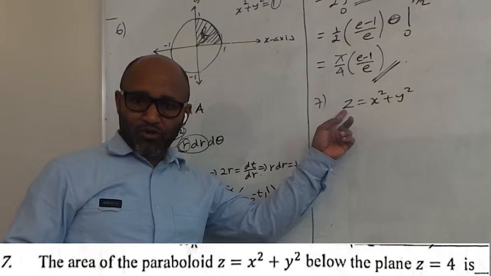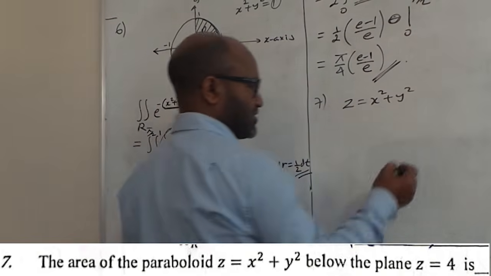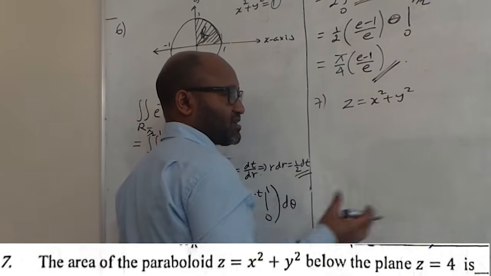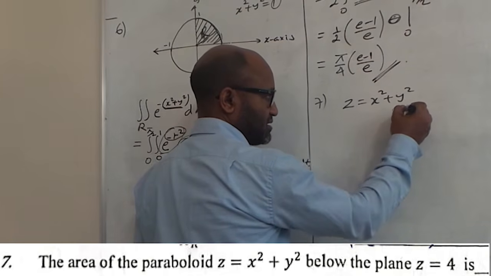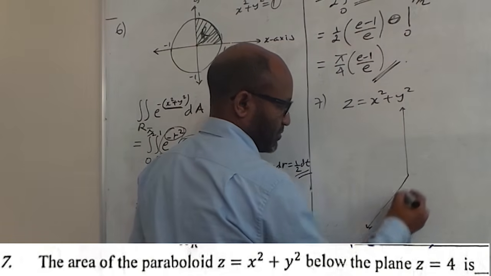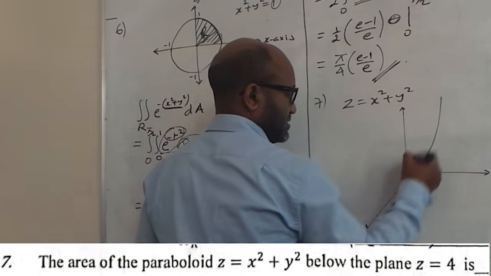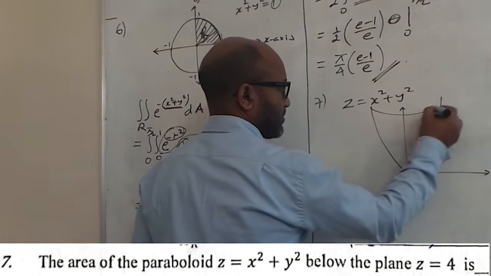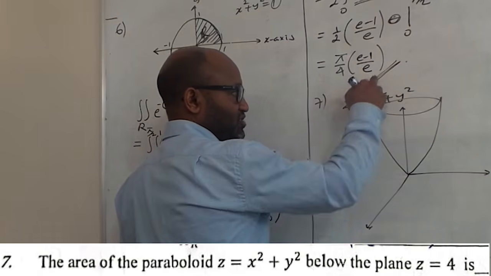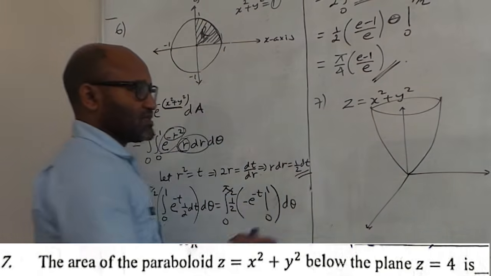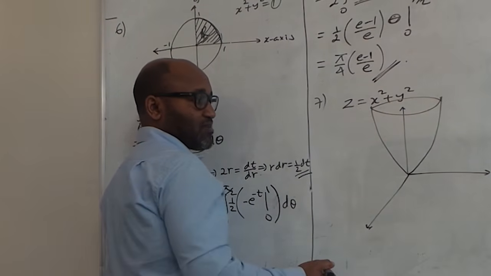We have a paraboloid. Z is equal to x square plus y square. The graph of this one, you need to remember the graph of basic functions. So the graph of this function, roughly sketching, this is the paraboloid. Look, this is z is equal to x square plus y square. Roughly, this is a graph of the paraboloid.